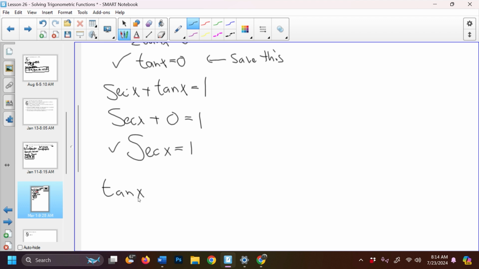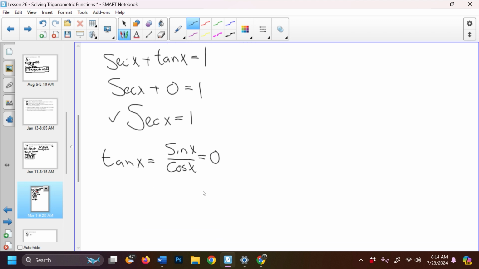Tangent x is equal to sine x over cosine x, which we know is now equal to 0. So where on the unit circle is sine x over cosine x equal to 0? The only angle measure where this whole expression is going to be equal to 0 is when the angle measure for sine is equal to 0. And that is going to be at 0 as well as at pi.